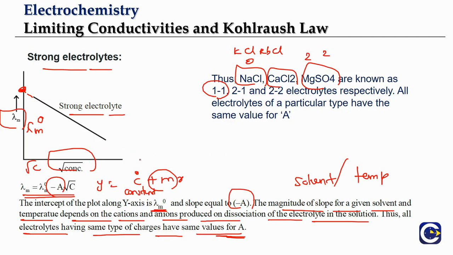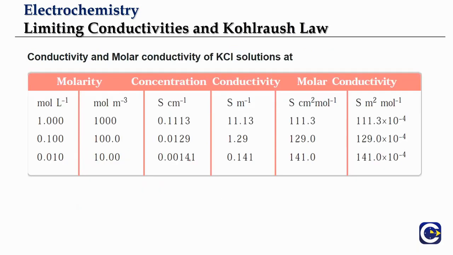So this is about the effect of dilution or concentration change on the strong electrolyte. Now let's compare for a strong electrolyte like KCl. We have the concentration terms here, corresponding conductivity values and corresponding molar conductivity. Conductivity is given in terms of what? Siemens per centimeter or Siemens per meter. Molarity is given either in terms of moles per liter or moles per meter cube.